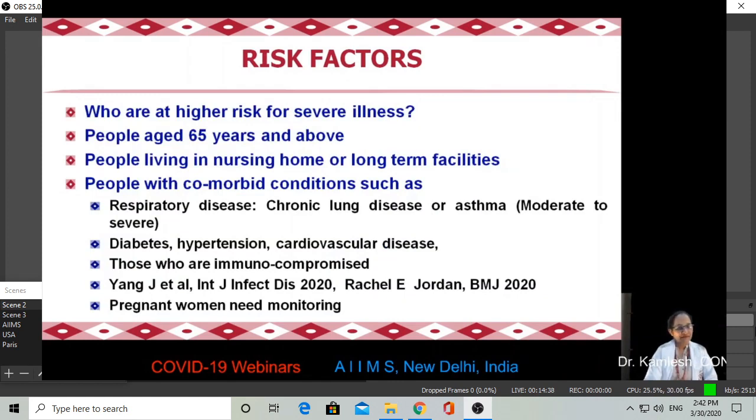What are the risk factors for COVID-19? Who are the people at higher risk for severe illness? People who are aged 65 years and above, people living in nursing homes or long-term facilities, people with comorbid conditions such as respiratory diseases or cardiovascular diseases, diabetes, those who have malignancy or immunocompromised systems, and pregnant women, they also need monitoring.